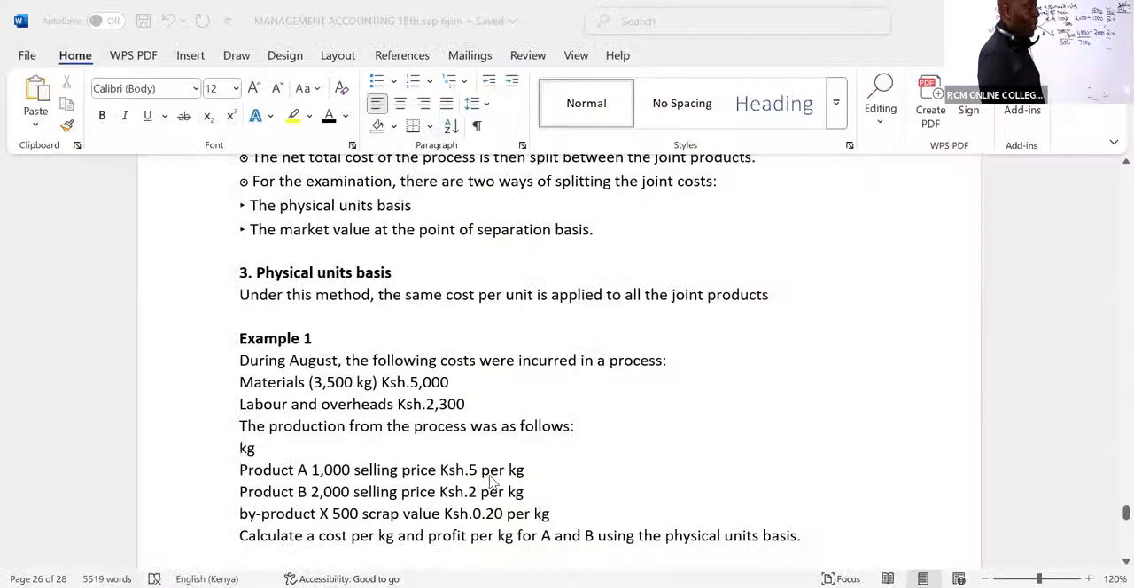So for A, the selling price, I can see A is going for 5 bob. Then this other one, A is going for 2 bob. And then give me profit per unit.